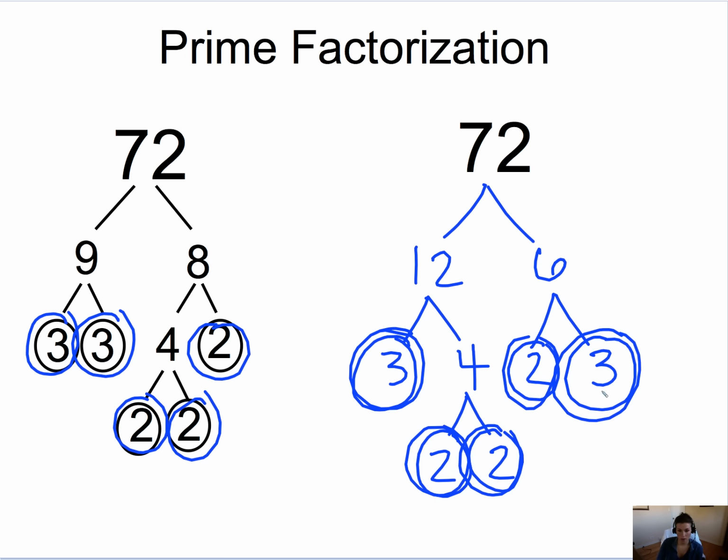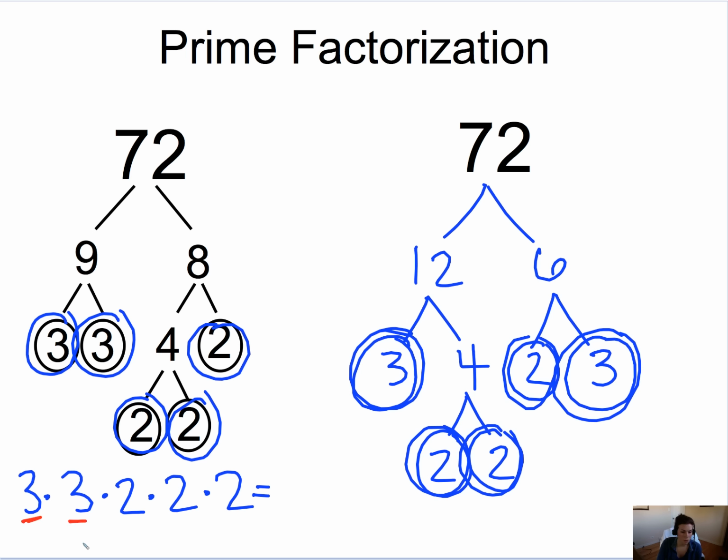Now let me show you how you would write this. If they ask for prime factorization, remember you're just multiplying these out. So we could say 3 times 3 times 2 times 2 times 2, but we learned yesterday that we can use exponents as a shortcut to writing out all this multiplication.